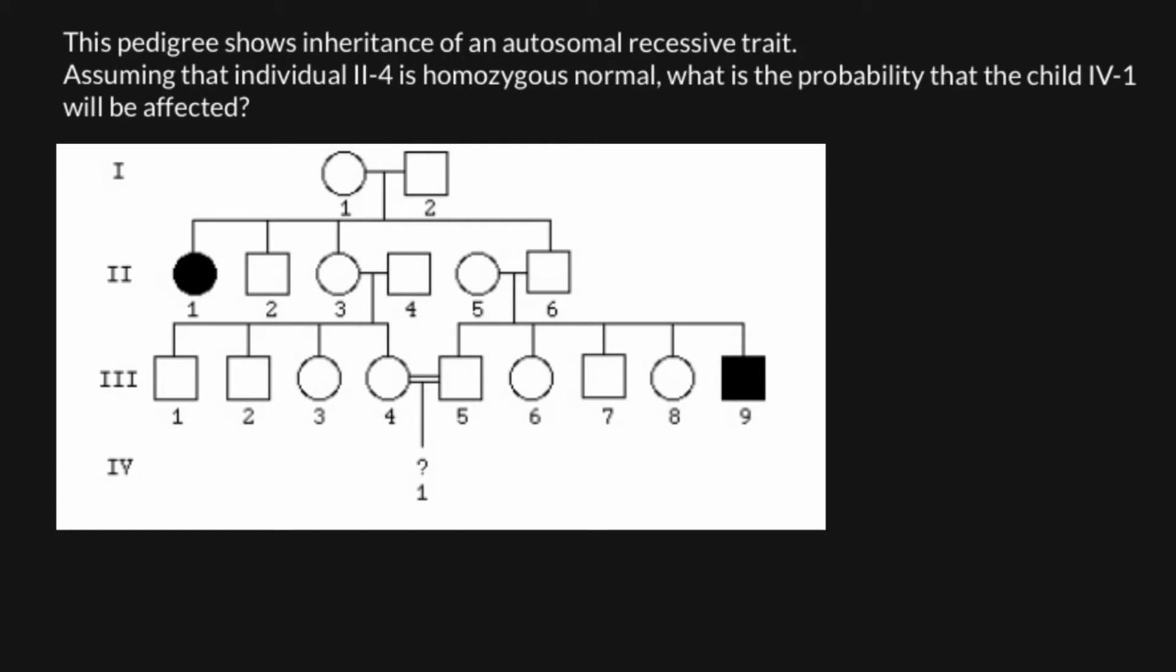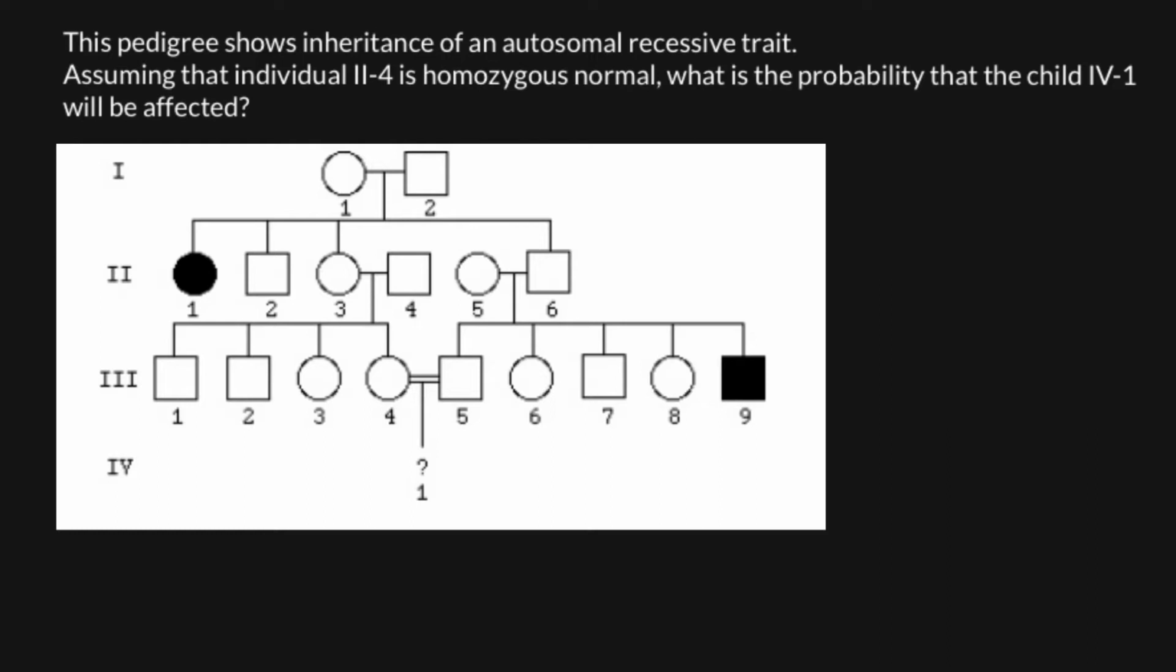Today's problem is: this pedigree shows inheritance of an autosomal recessive trait. Assuming that individual 2,4 is homozygous normal, what is the probability that the child 4,1 will be affected? As usual, I recommend you pause the video here and try to solve this problem on your own first. When you are ready, you can run the video again and compare your answer with my answer and explanation.